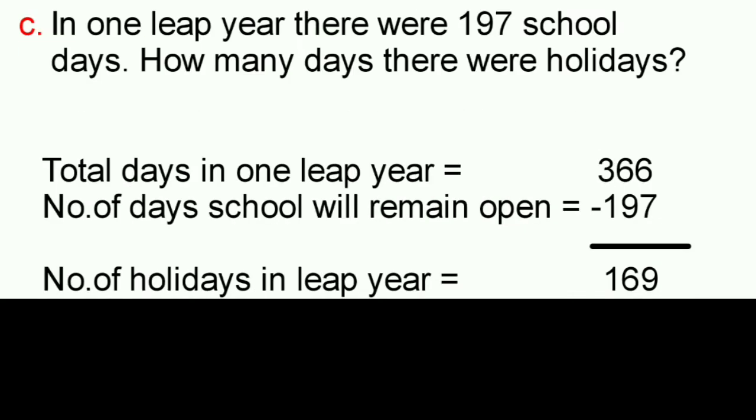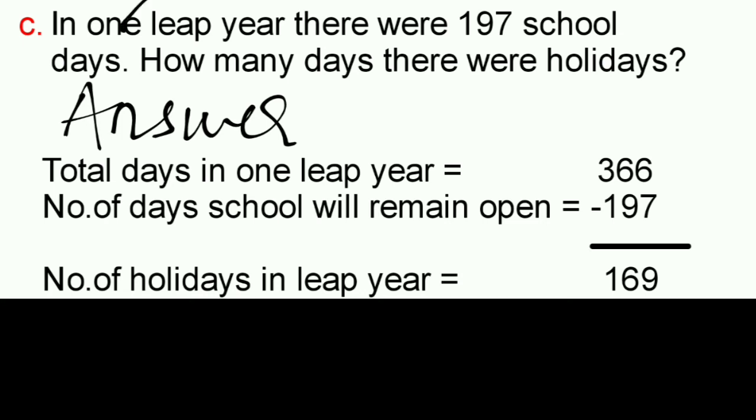Next, in one leap year, there were 197 school days. How many days were holidays? What is a leap year? A leap year comes after every 4 years, like 2000, 2004, 2008, 2012, 2016, 2020. In this year 2020, this is a leap year.